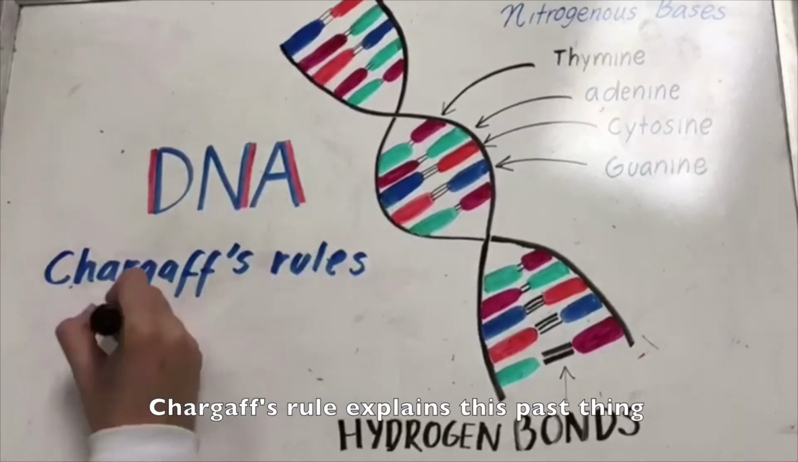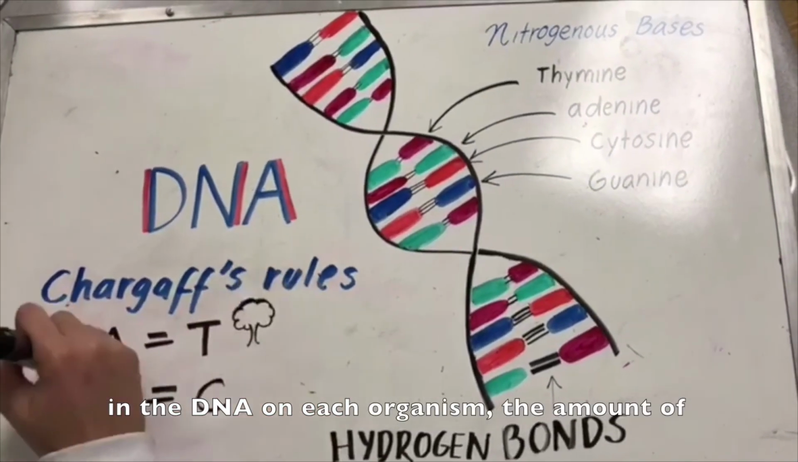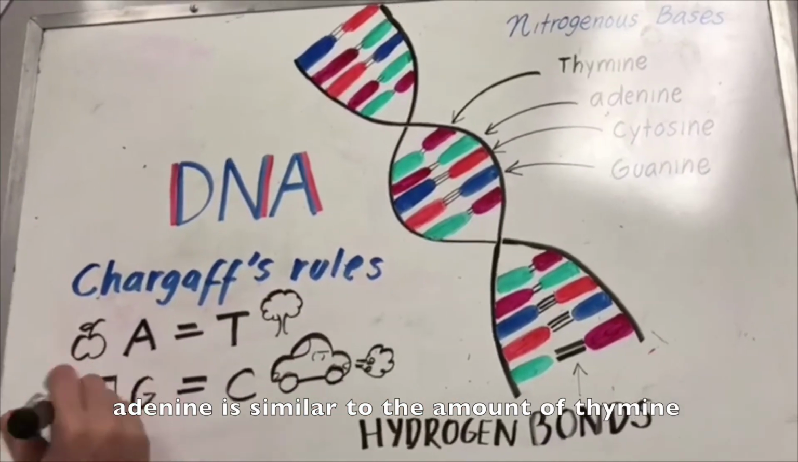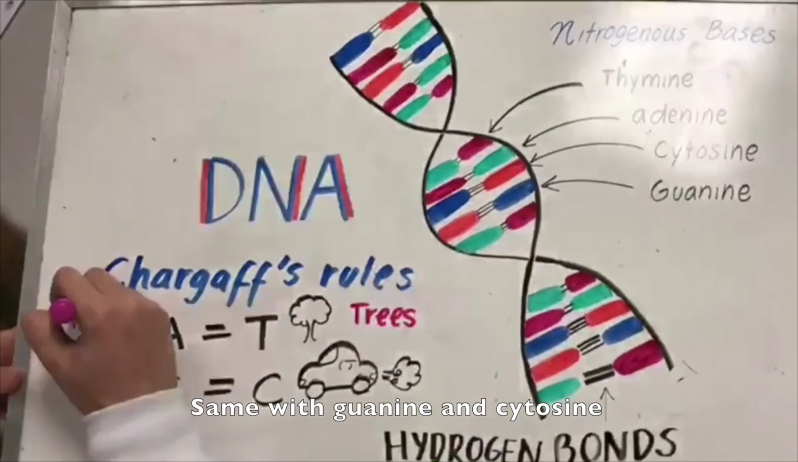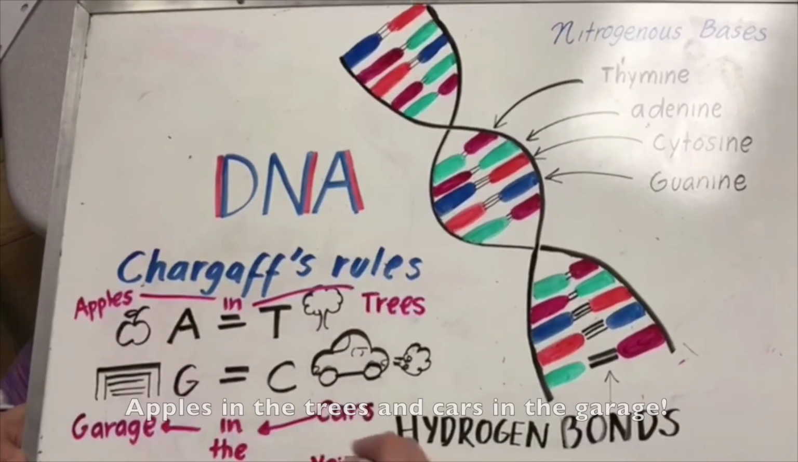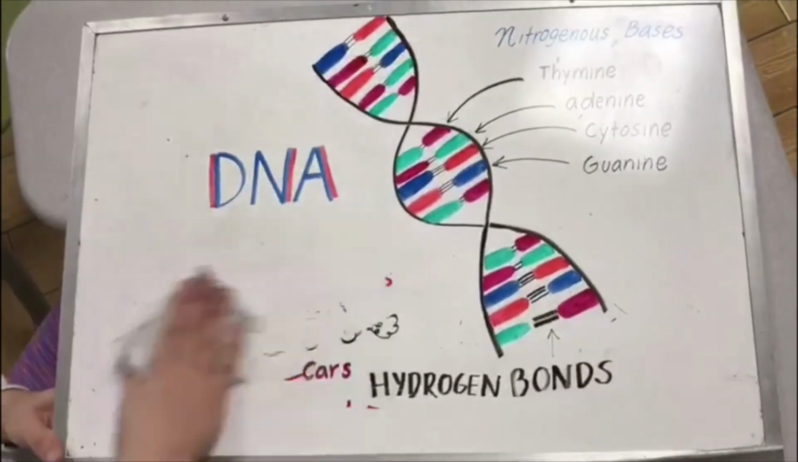Chargaff's rules explain this. In the DNA of each organism, the amount of adenine is similar to the amount of thymine, same with guanine and cytosine. An easy way to remember this is apples in the tree and cars in the garage.